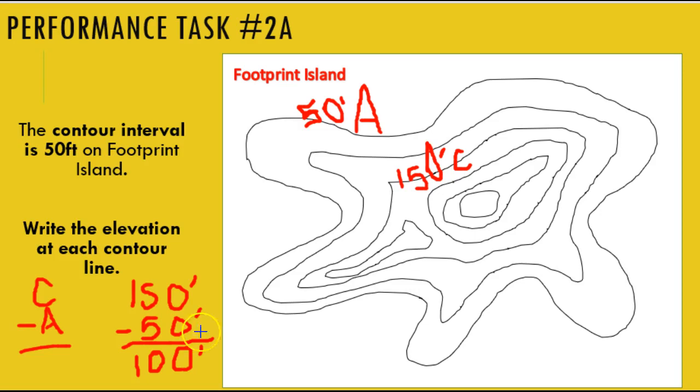The other way to do that is to count. Okay, so A here, then we go 50, 100. We just count by 50s because that's our contour interval. And we count each contour line. So we're counting by 50, each contour line that we hit between A and C. So we go again, 50, 100. That's our change in elevation. Okay, so 2 ways we can find it.